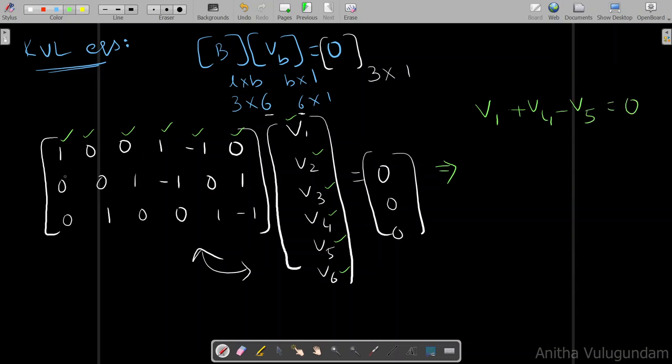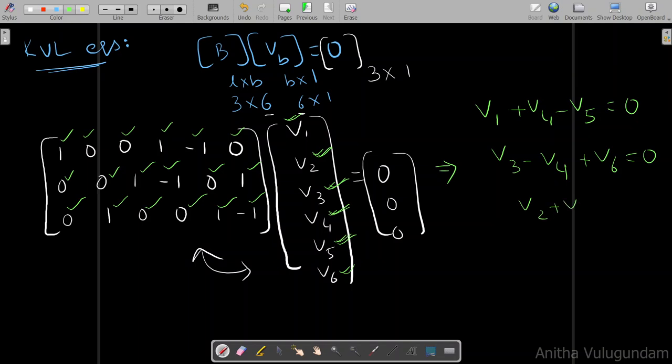Next, 0 into V1 plus 0 into V2 plus 1 into V3 plus minus 1 into V4 plus 0 into V5 plus 1 into V6. We can write this as V3 minus V4 plus V6 equal to 0. Next, 0 into V1 plus 1 into V2 plus 0 into V3 plus 0 into V4 plus 1 into V5 minus 1 into V6. We can write this as V2 plus V5 minus V6 equal to 0. These are the KVL equations, or branch voltage equations, for the given graph shown in the figure. That's all for this video. Thank you.